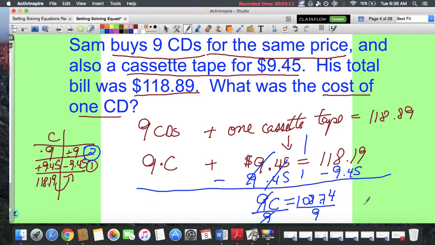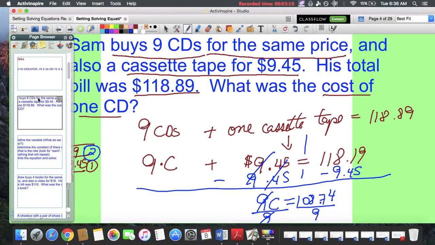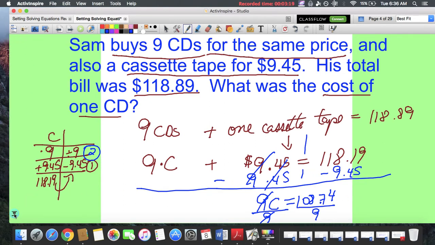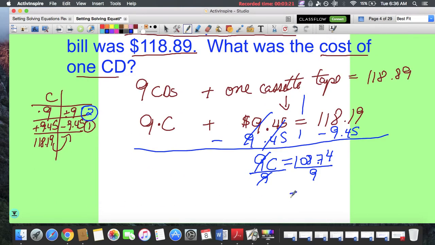Alexa, what's 108.74 divided by 9? 108.74 divided by 9 rounds to 12.082. So this is 12.082. But we are talking about money, so money only needs 2 decimal places. So each CD costs $12.08. So I bought 9 CDs, each CD was 12.08, plus one cassette tape of 9.45, and that gave me a total of 118.89.